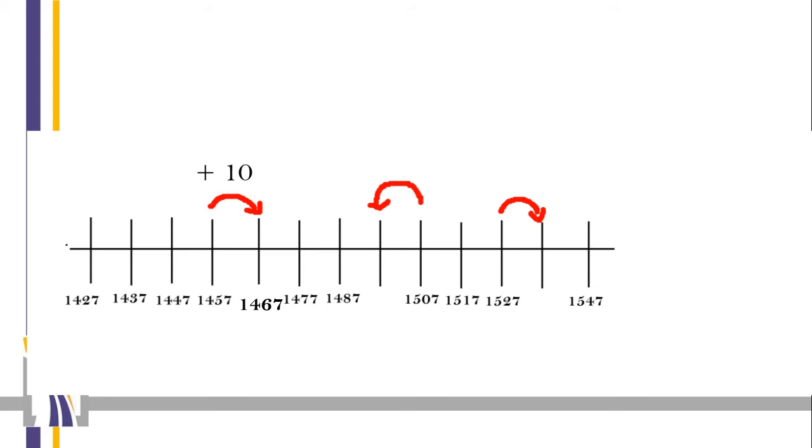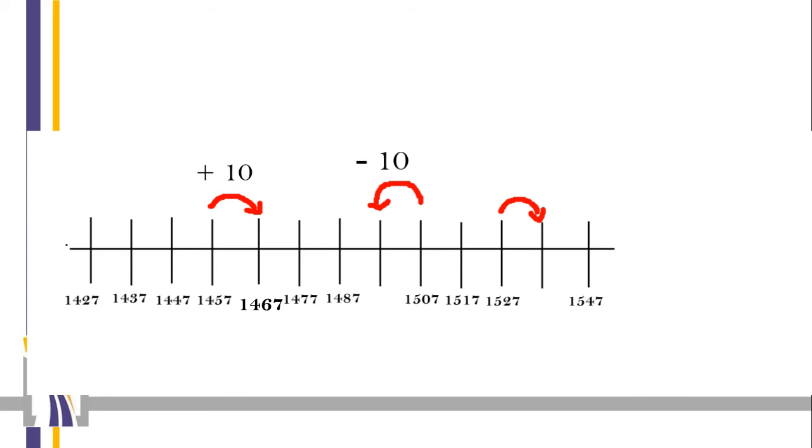Because the order is plus 10, so 10 more than 1,457 is 1,467. However, if we look at it from the right to the left, we will say it's 10 less than any number that is in there.